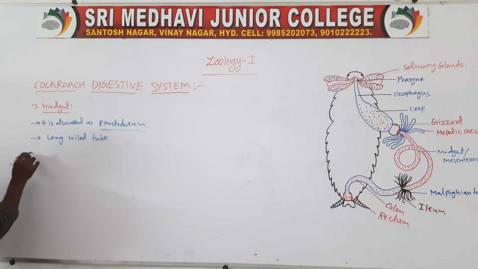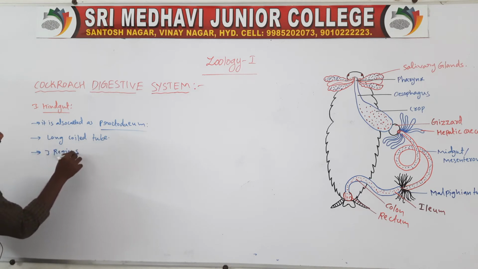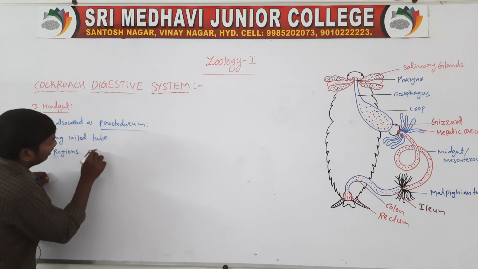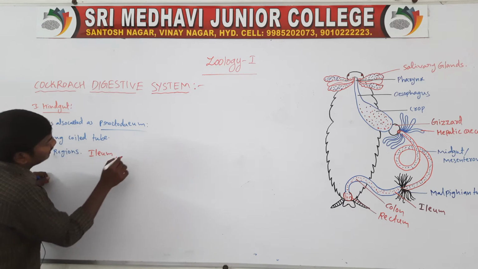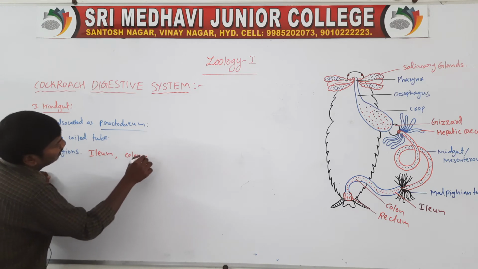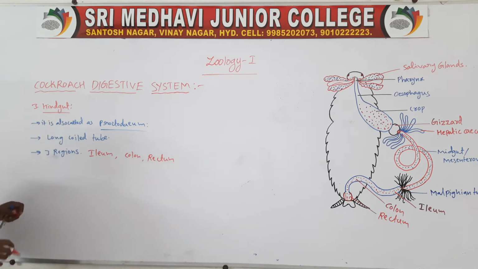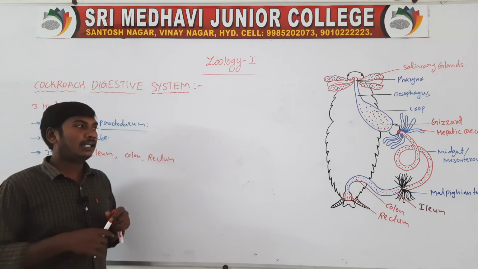Next, the hindgut contains three regions. First one, ileum. Second one, colon. Third one, rectum. So the hindgut contains three regions: ileum, colon and rectum.